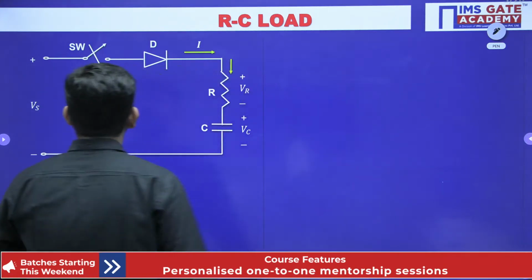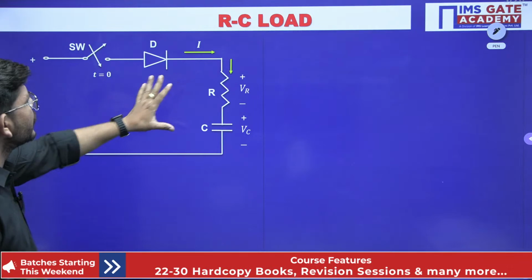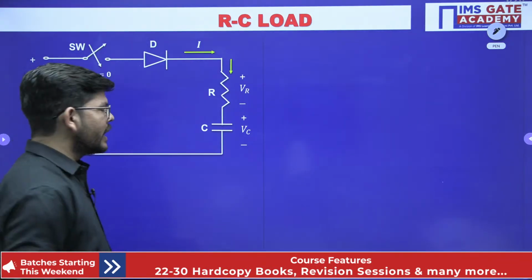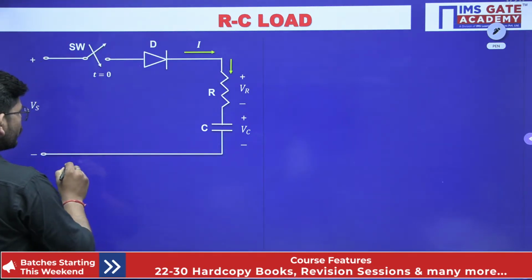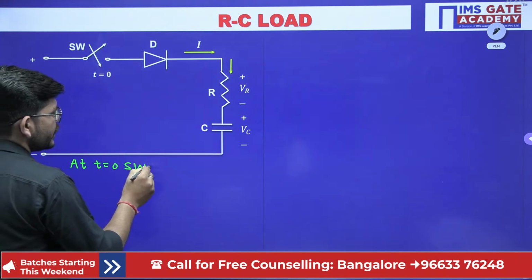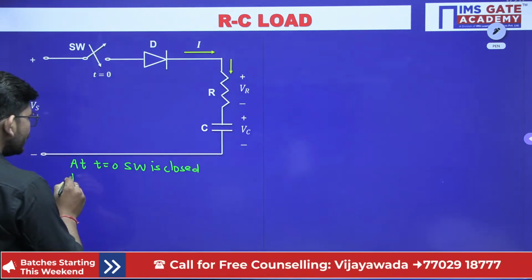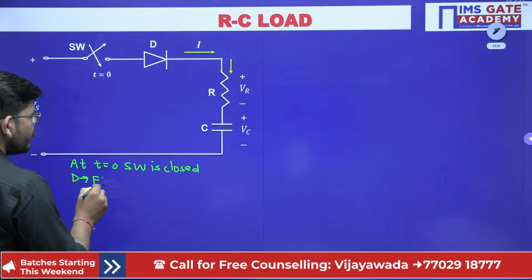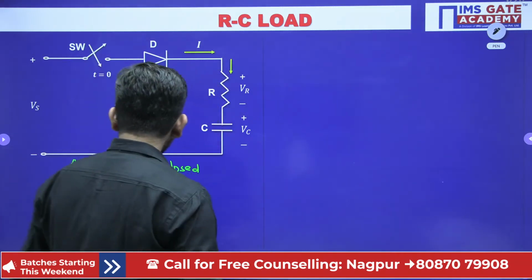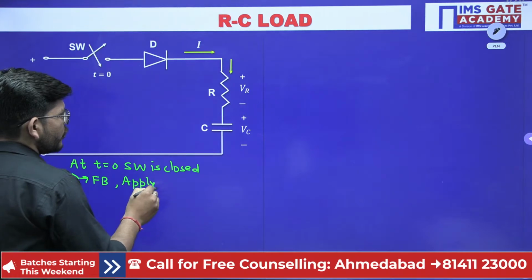What will happen if the switch gets closed? The source and load get connected, the diode will be forward biased, and if we apply KVL, what will happen at t equals to 0? At t equals to 0, when the switch is closed, the diode is forward biased and the load and source are connected with each other. So at that time, applying KVL, what will you get?